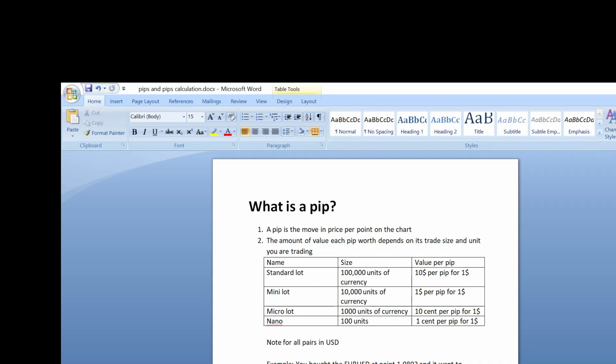This is a very simple calculation. Say you enter a buy order on the EURUSD, this was the price when you entered the market, and price went up to this point, and you are trading on a standard lot. How much will you gain in this position? It's simple. You pick the final price, 1.0902. It's going to be final price minus initial price to get the amount of pips you have. Let's do the calculation.